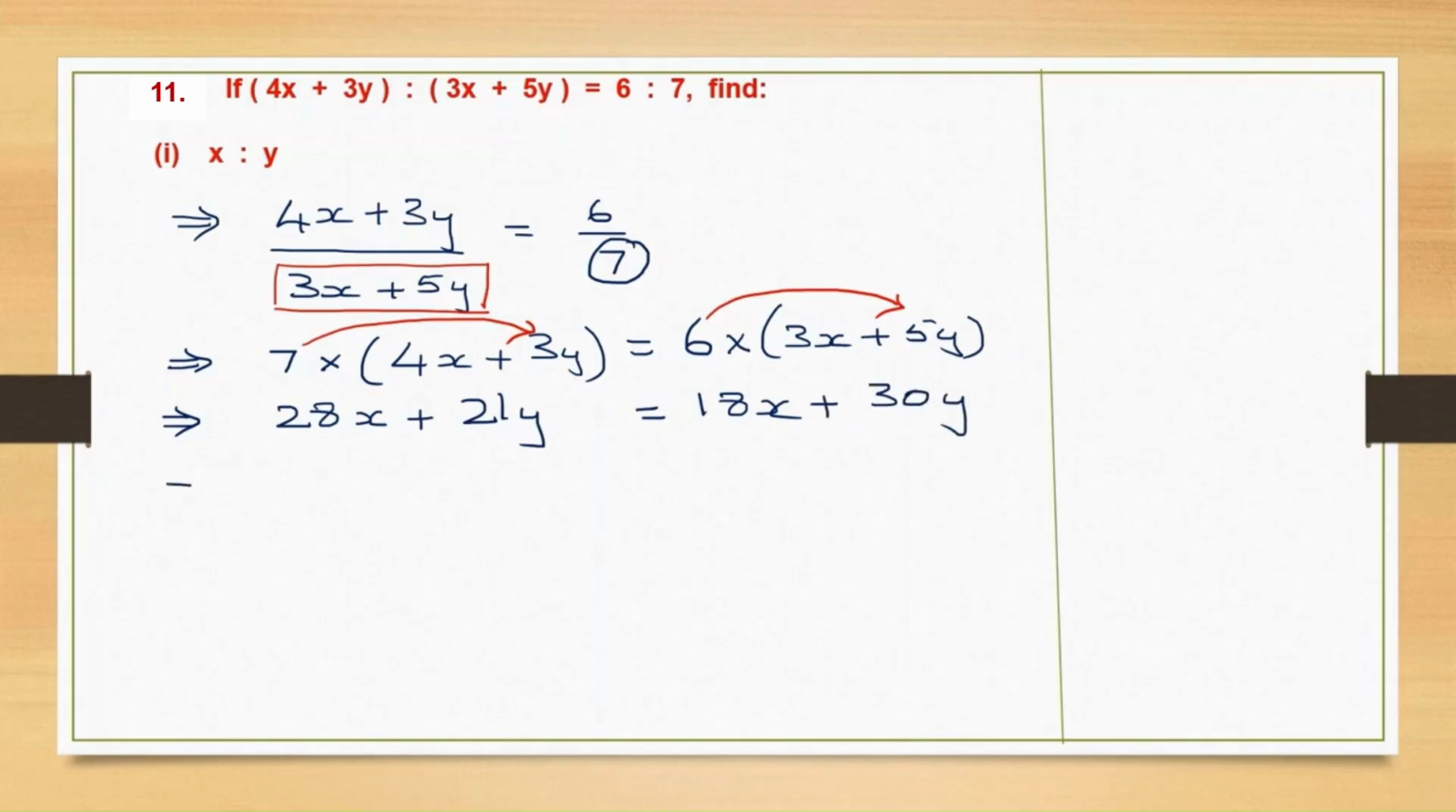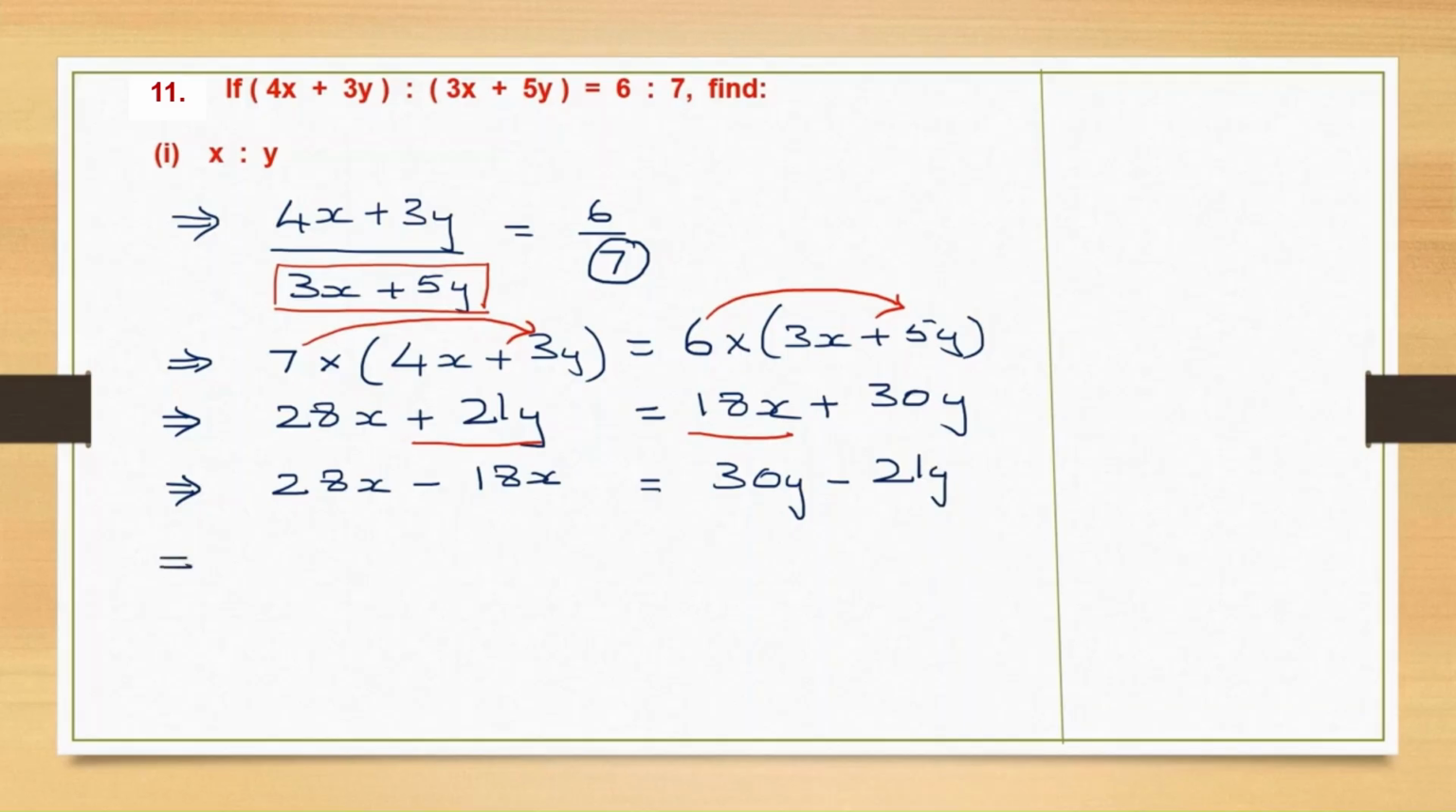Now as you can see, we have x on both sides and y on both sides. Now let's put them to one side. We put all the x to one side and all the y to the other side by transposing. So 28x I'm going to write as it is. Here I have 18x which is plus. When it comes to the left hand side, it becomes minus 18x. Now on the right hand side, I have 30y and I'm going to transpose plus 21y to the right hand side. It becomes minus 21y.